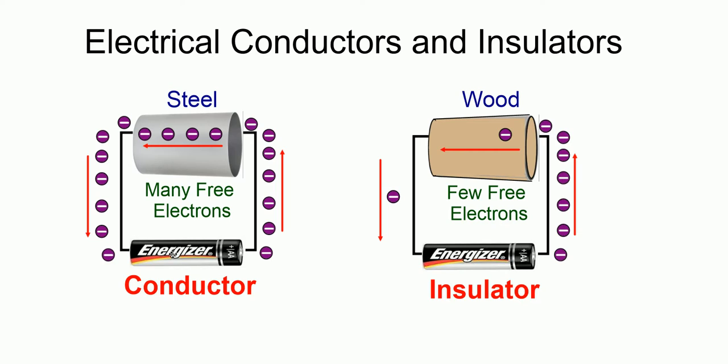So we call substances like steel, with plenty of free electrons where electricity will flow, electrical conductors. Wood is an example of an electrical insulator because the electricity will not readily flow through it. Conductors and insulators. Flow of electricity, yes. No, almost none here in an insulator.